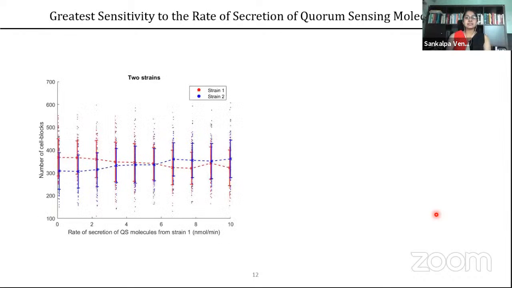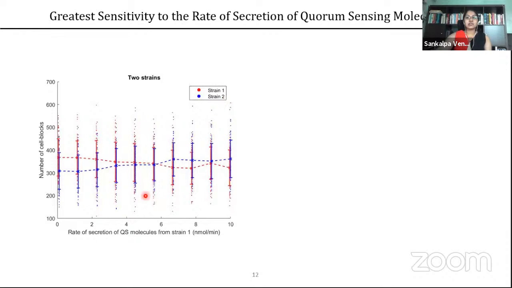So, as Karthik mentioned earlier, we ran each parameter set for one iteration, that is 500 minutes, and did this 100 times to take the mean value. So this time for each parameter set, we let it run for 1000 minutes and we saw what the processes were like. As Karthik explained, what we have here is the red strain. Strain 1 was varied. Its rate of secretion of QS molecules was varied, whereas that for strain 2 was kept constant at the median value.